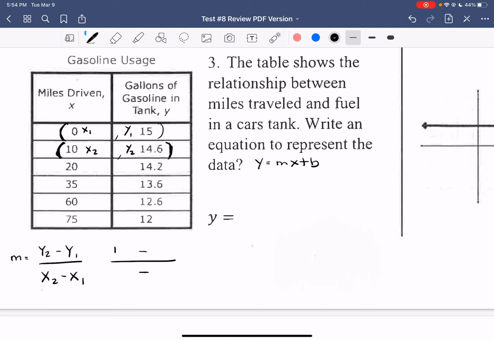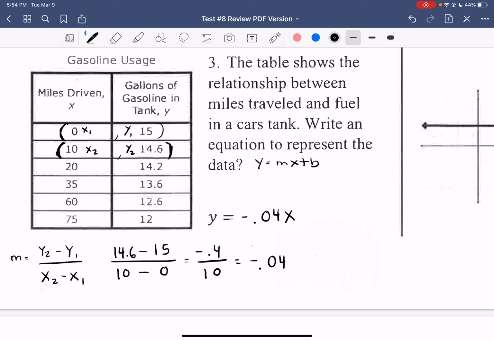So y2 is 14.6, y1 is 15, x2 is 10, and x1 is 0. So when we simplify that, 14.6 minus 15 is a negative 0.4, and 10 minus 0 is 10. So when we divide that, that leaves us at a negative 0.04 for our slope. So now we can write into our equation negative 0.04x. And then we need to figure out what our y-intercept is.